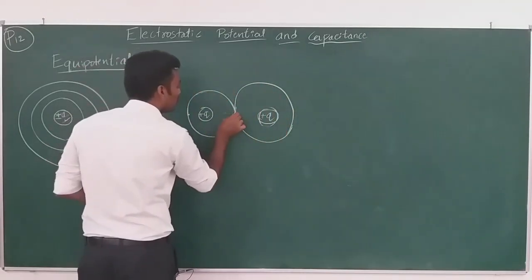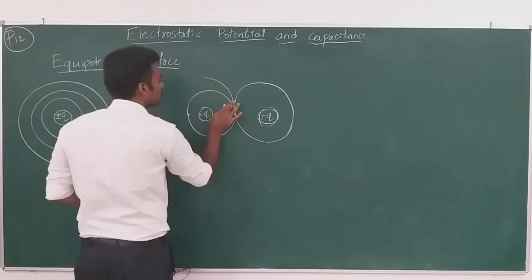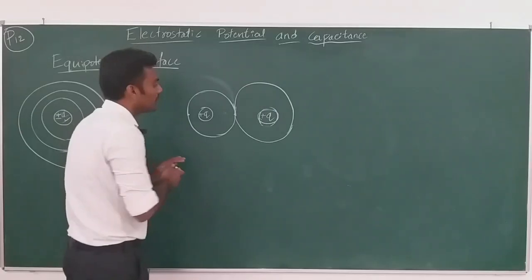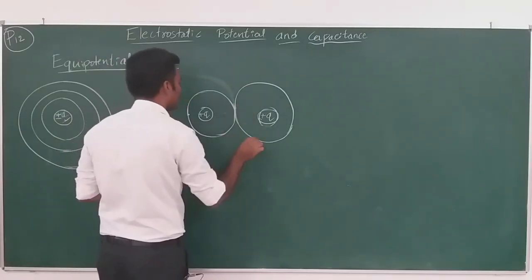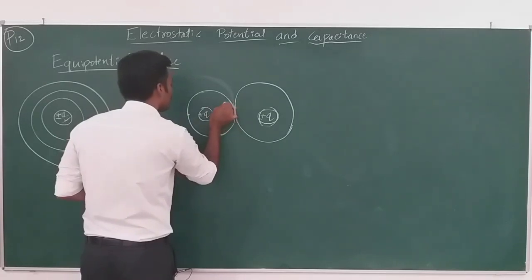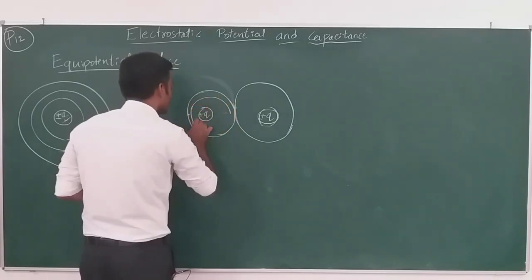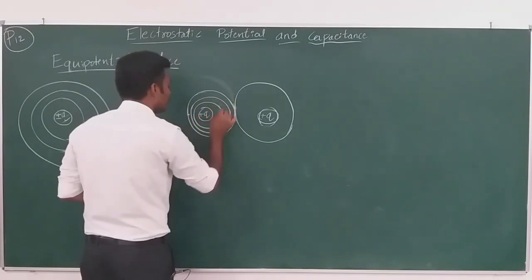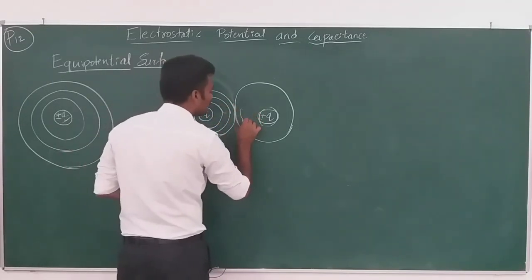Now the same thing follows. Sorry for that, they don't intersect. Two equipotential surfaces never intersect, keep that in mind. So this is how it happens.